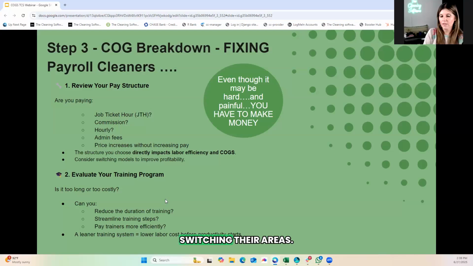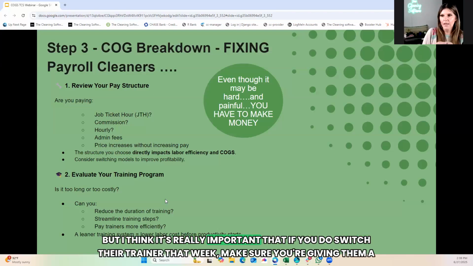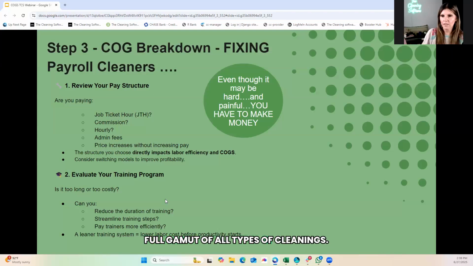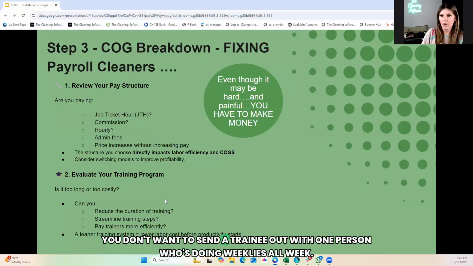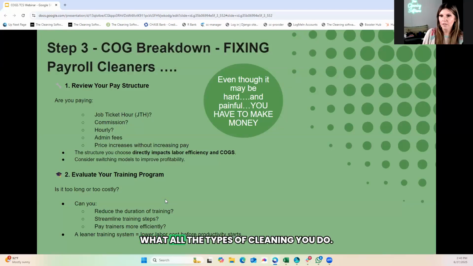They're switching their areas. And also you have 4 or 5 different trainers, but maybe you want to keep them with the same trainer. But I think it's really important that if you do switch their trainer that week, make sure you're giving them a full gamut of all types of cleanings. You don't want to send a trainee out with one person who's doing weeklies all week. You want to make sure that trainee is getting exposed to deep cleans, make readies, vacation rentals, all the types of cleaning you do.